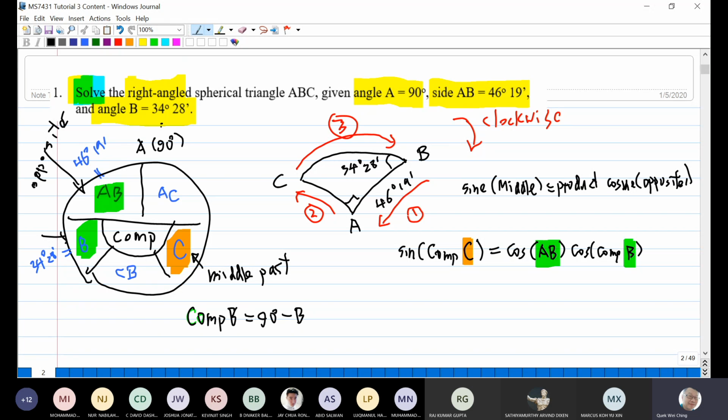So what is meant by com C? This com C here is 90 degrees minus C. This is what they mean. So you can actually use this to do a calculation already. But you can simplify it here. What is cosine of com B? Let me write a few things here. We can simplify this.